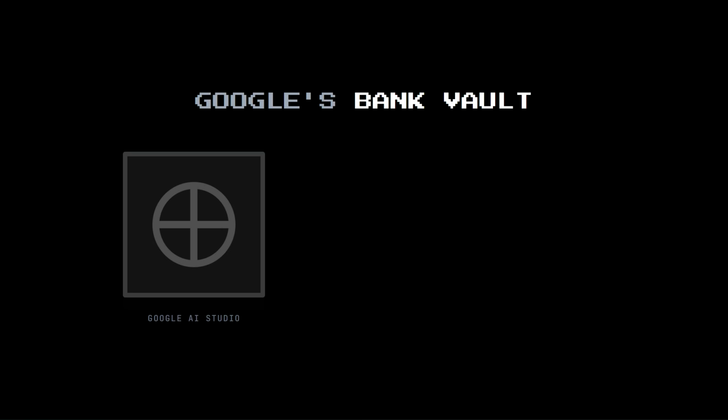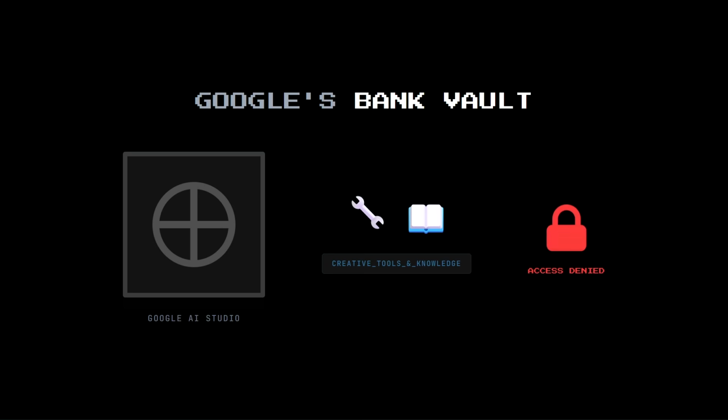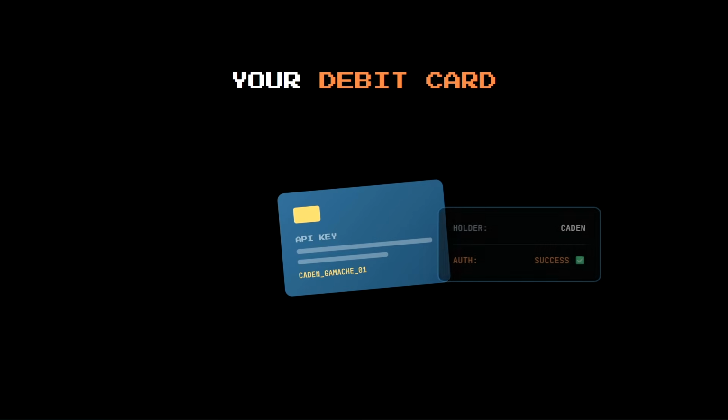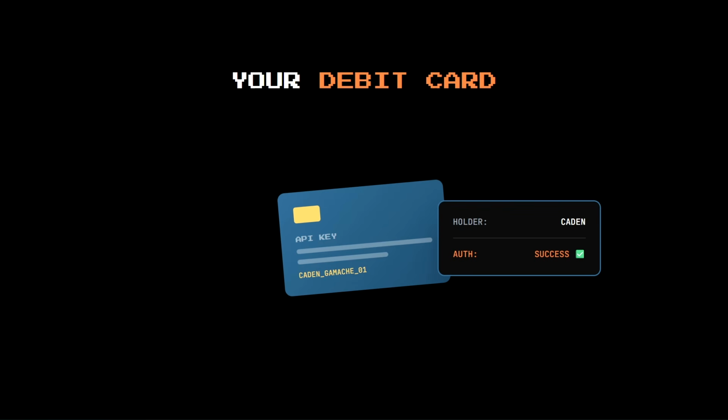Before I show you how to get an API key, I just wanted to explain what that is for some of you. Basically, you can think of Google AI, or Gemini, as this massive bank vault filled with creative tools and knowledge. But you can't just walk into the bank vault. It's locked. That's why you need a debit card. That is your API key. The API key lets Google know who you are. So whenever you send a message to Gemini, you're basically saying, hey Gemini, I'm Caden. This is my prompt. Can you please put that on my tab? And then Gemini will know it can trust you, and it will share some of the creative tools and knowledge.